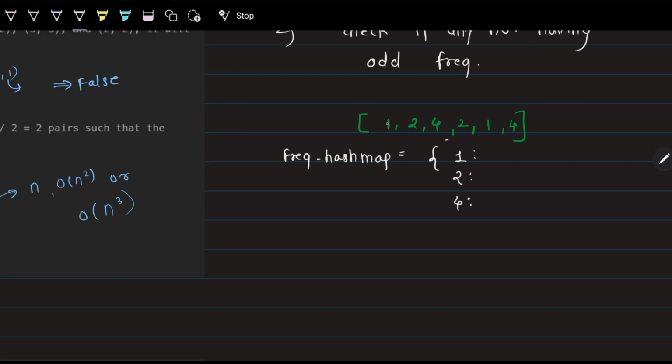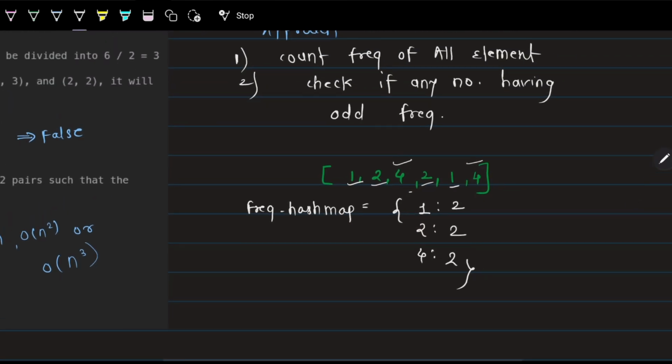What is the frequency of 1? That is 1, 2, so I will put 2. What is the frequency of 2? 1, 2, so I will put 2. What is the frequency of 4? 1, 2, so I will put 2. Make sense? Now what is our second step?